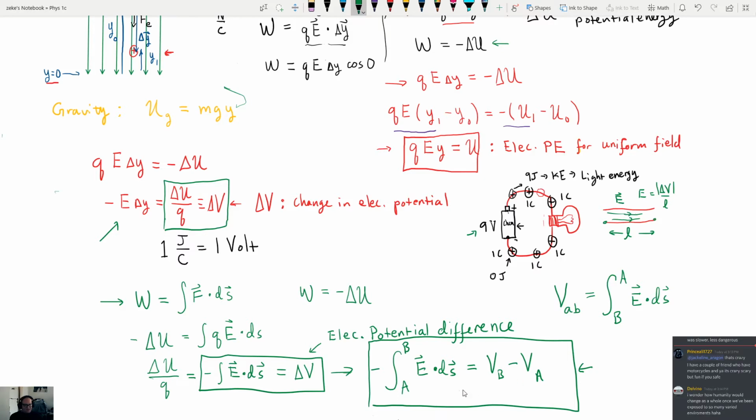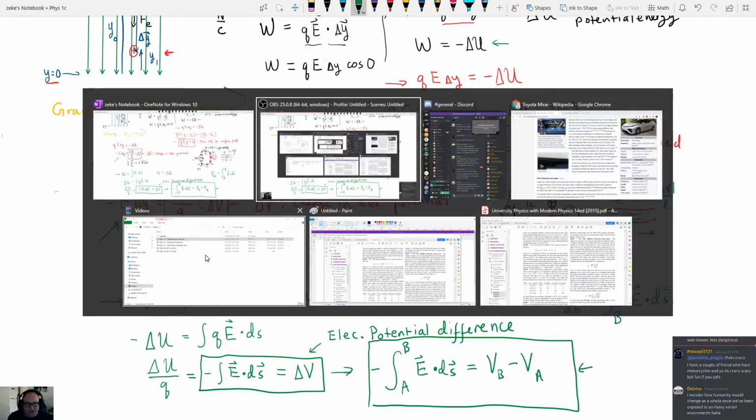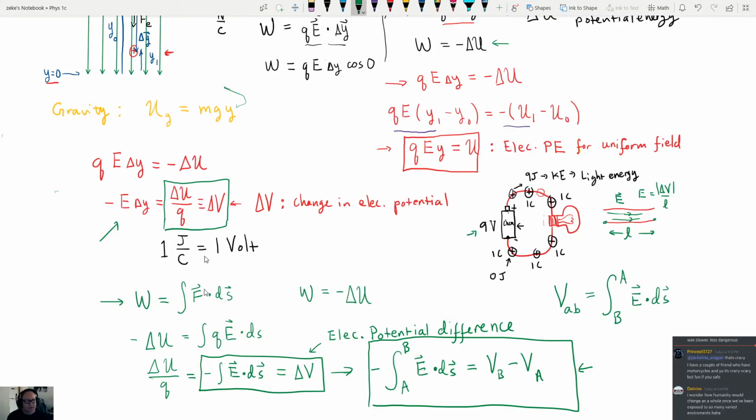And this should be pretty consistent with the way that you do integrals, right? When you do an integral, you do the top minus the bottom, right? You know what I mean? So that's the definition that I like to use. And we'll look at some applications of this.